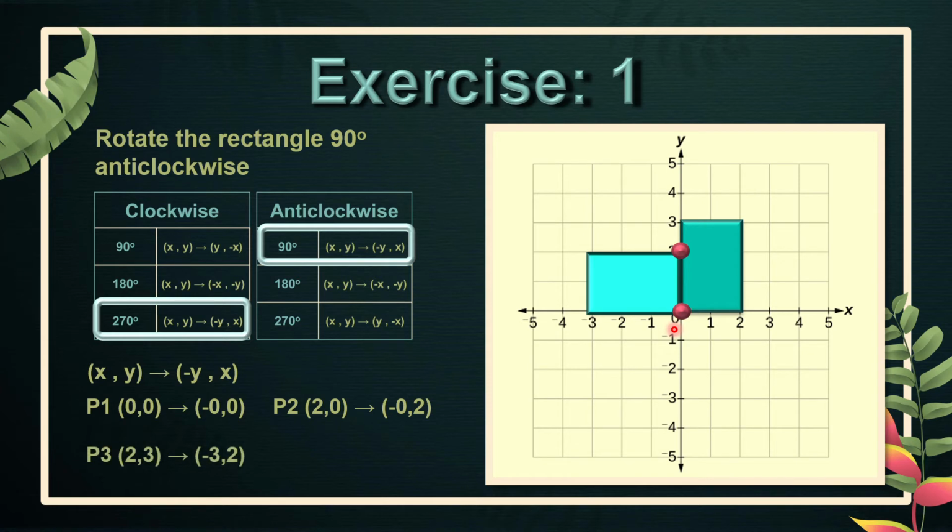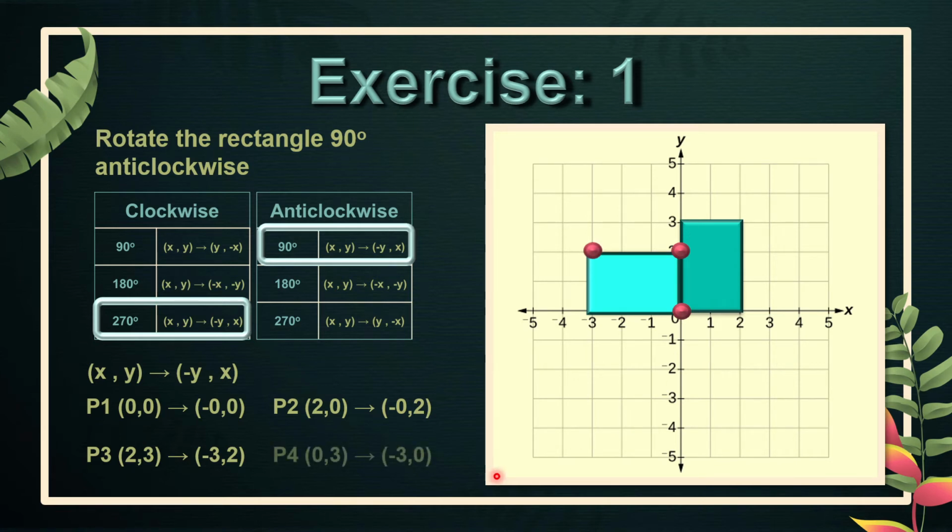Okay, point 3 will be 2 and 3, 2x and 3y here. If we apply the rules, we will change the x and y. It will be 3 and 2 and make the y negative here. So it will be negative 3 and 2. So we have negative 3x and 2y here.